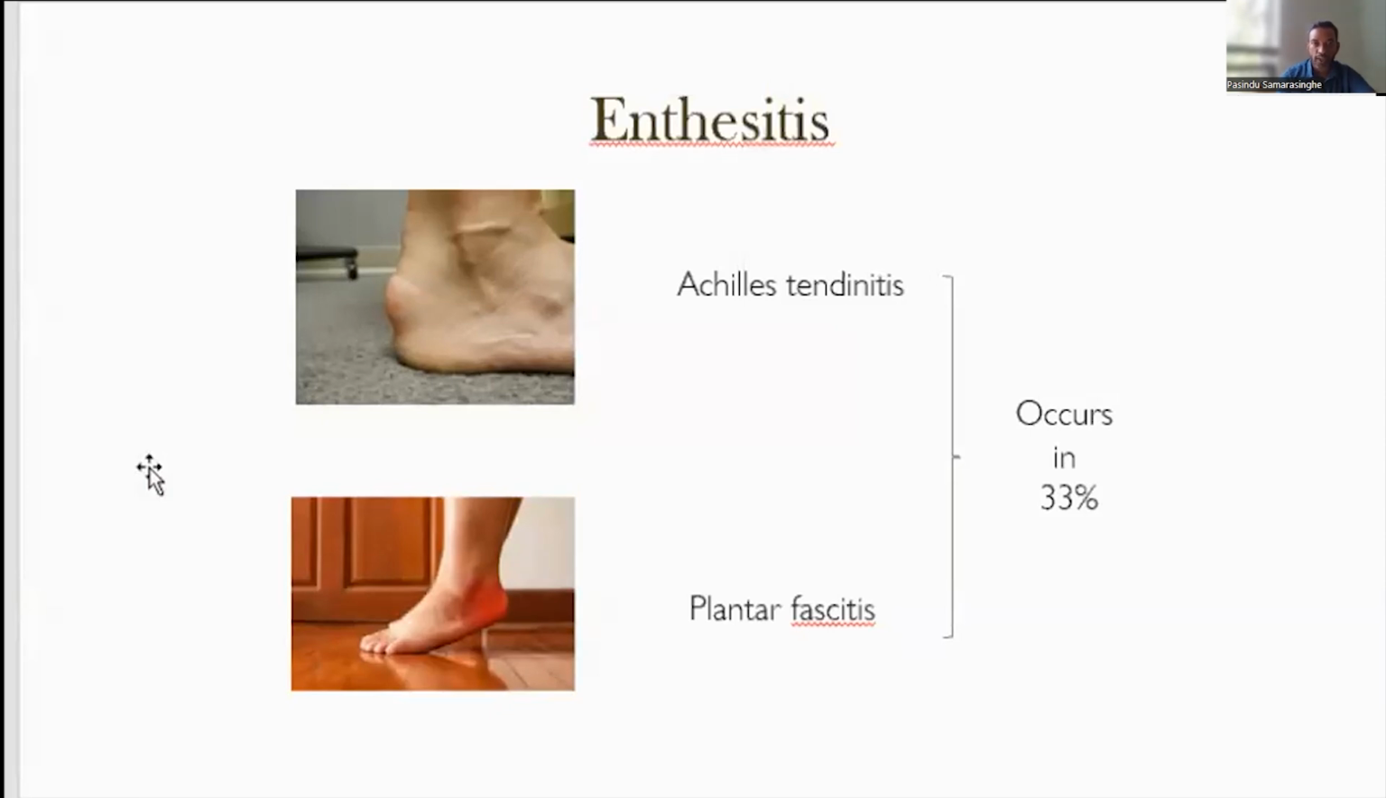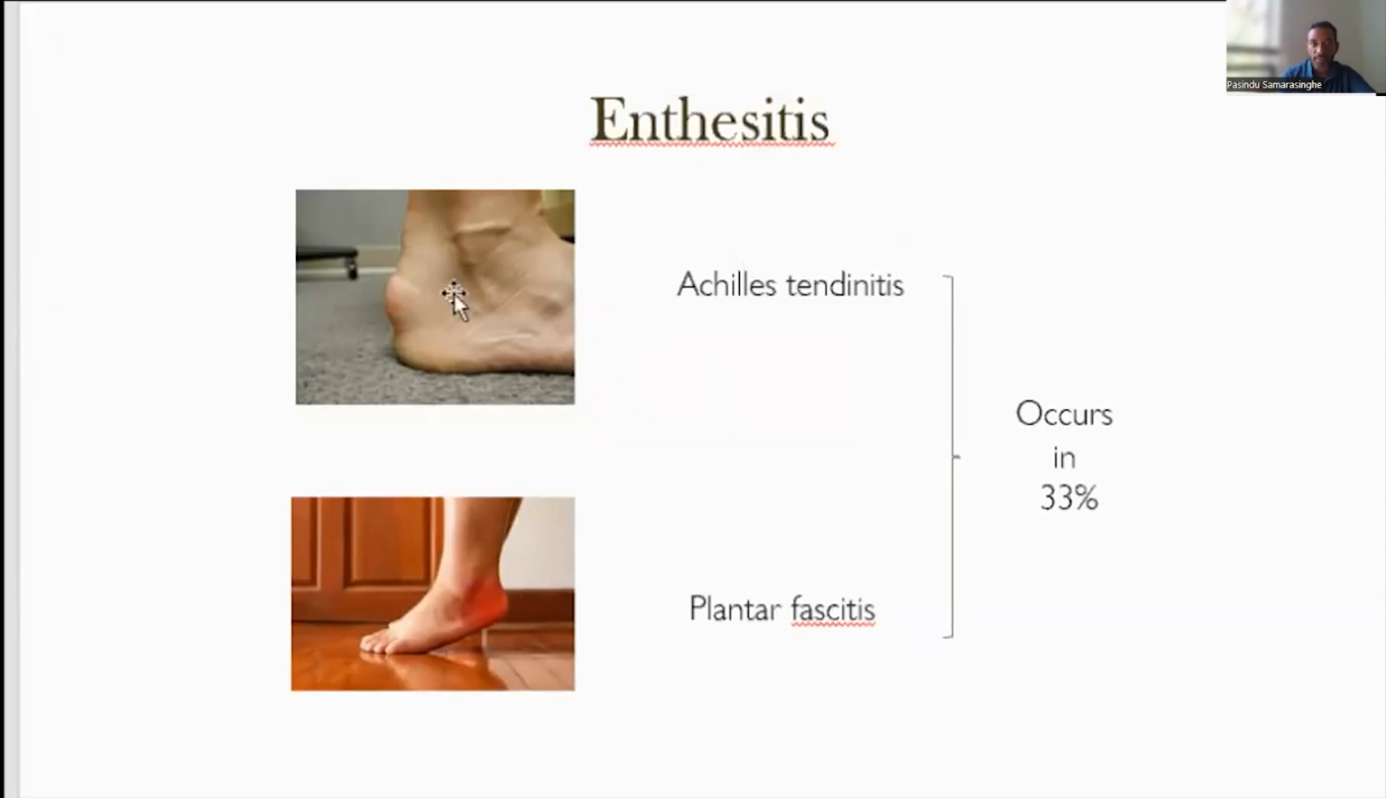So I would also like to remind you that these are very common in the population. So you have to note there's a difference. You can get Achilles tendinopathy and even plantar fasciitis due to mechanical reasons. I think that is more common than the inflammatory arthritis.